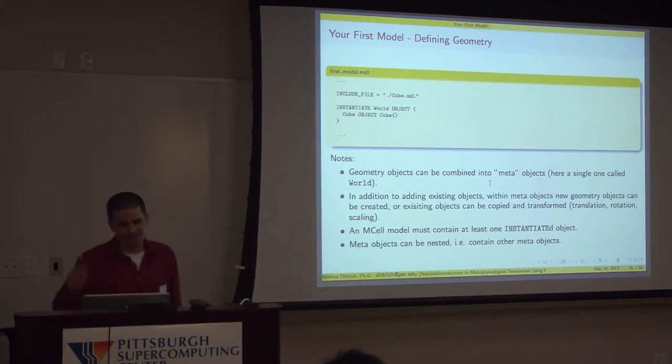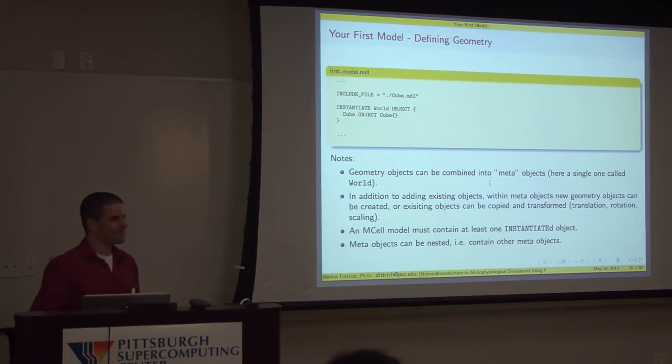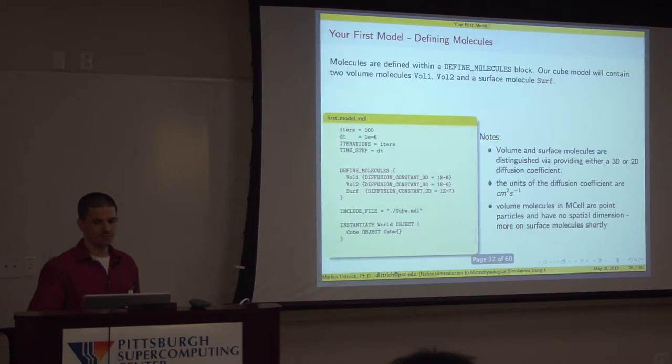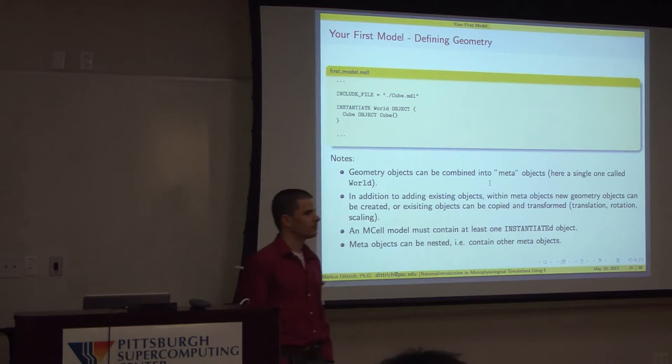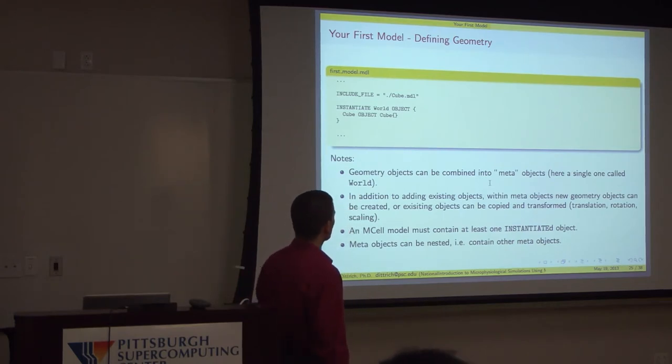So it's this concept of having objects be nested. Right. You also have in CellBlender parent objects and child objects, and the child objects can have children themselves. Right. You build up a hierarchy of things, and then I can make a copy of that whole tree.